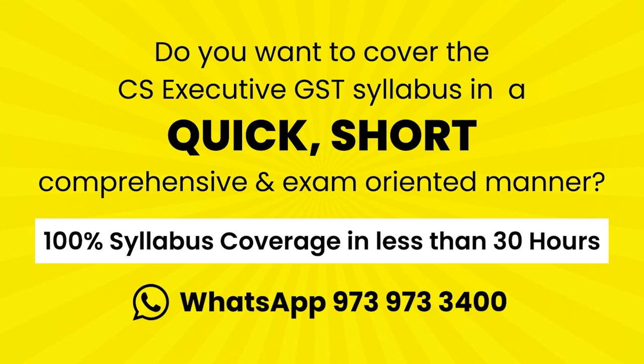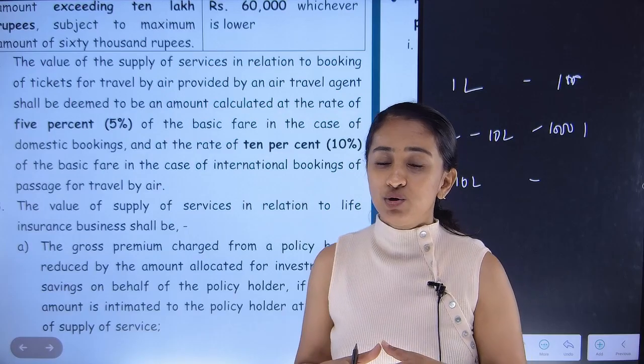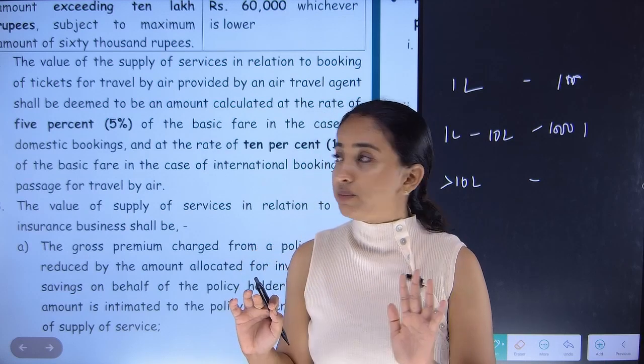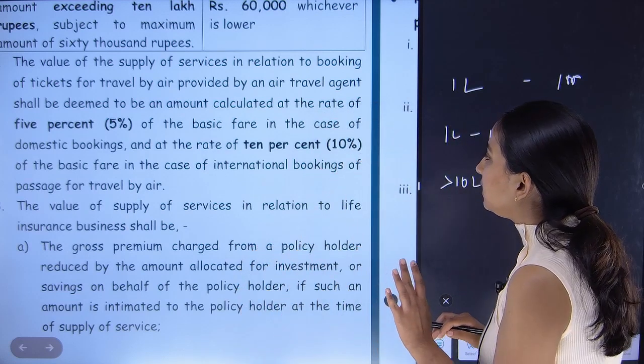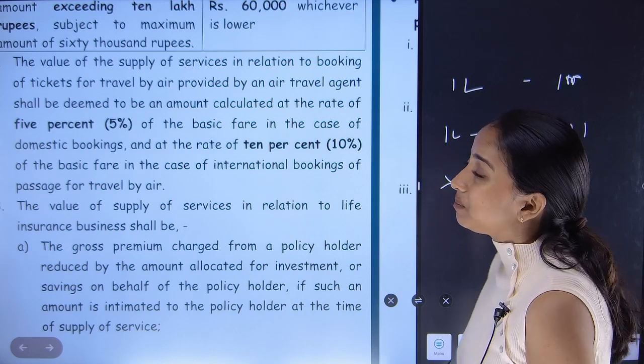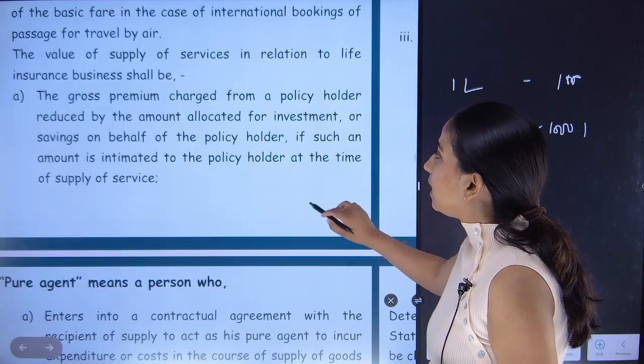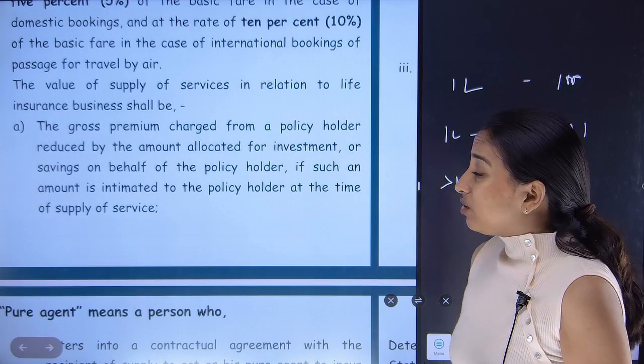Next, if at all there is value of supply of services in relation to booking of air tickets. If it is domestic travel, it will be 5% of the basic fare of domestic bookings, and 10% in case of international bookings. Special case. Okay.